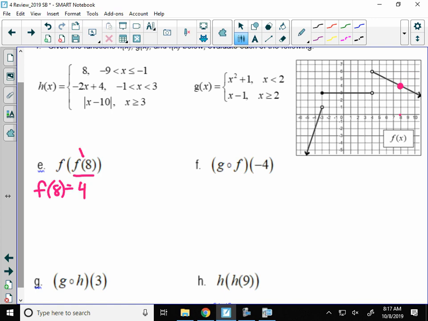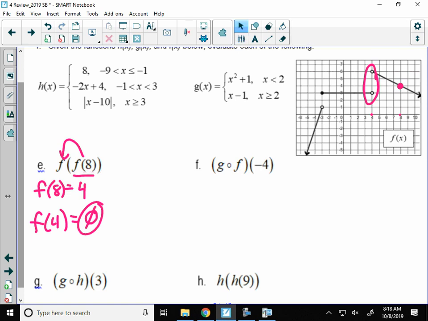Now, since I'm using f again, I'm going to put 4 back into f. So here I'm at 4. I have 2 open dots. There's no closed dot at 4. So that means there's no value, and I will write the empty set symbol. But you could also write no value or no answer.